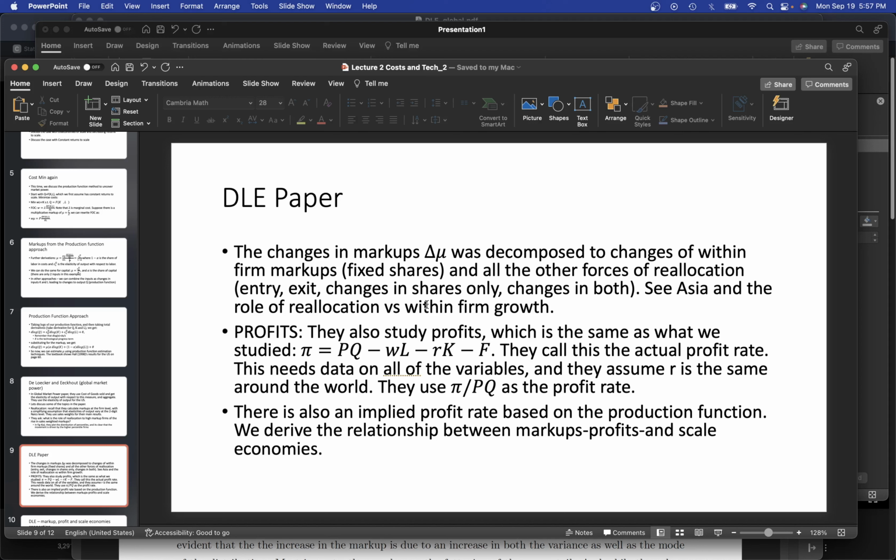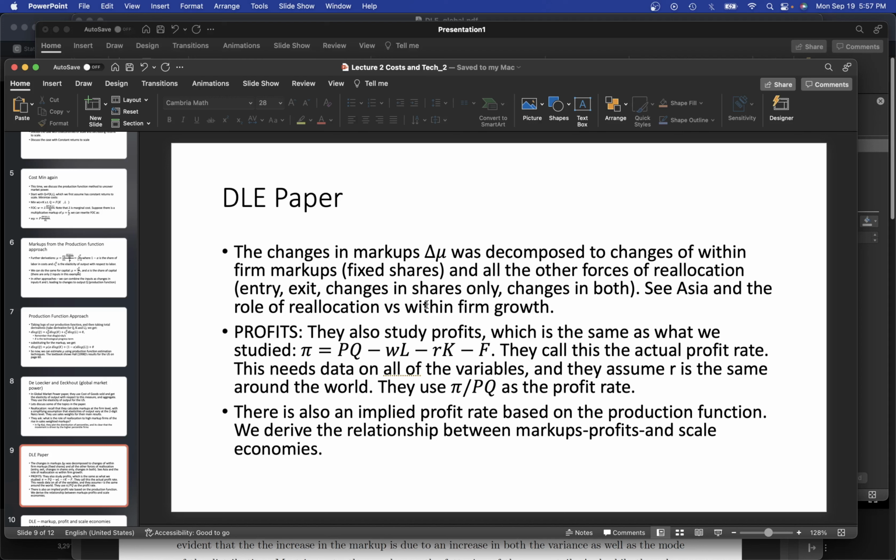So that's important. Either markups are high because of market power, in which case it's reflected in profits, or profits could be small, but markups are still high because the scale elasticity is very high. All right, so that's an important result.